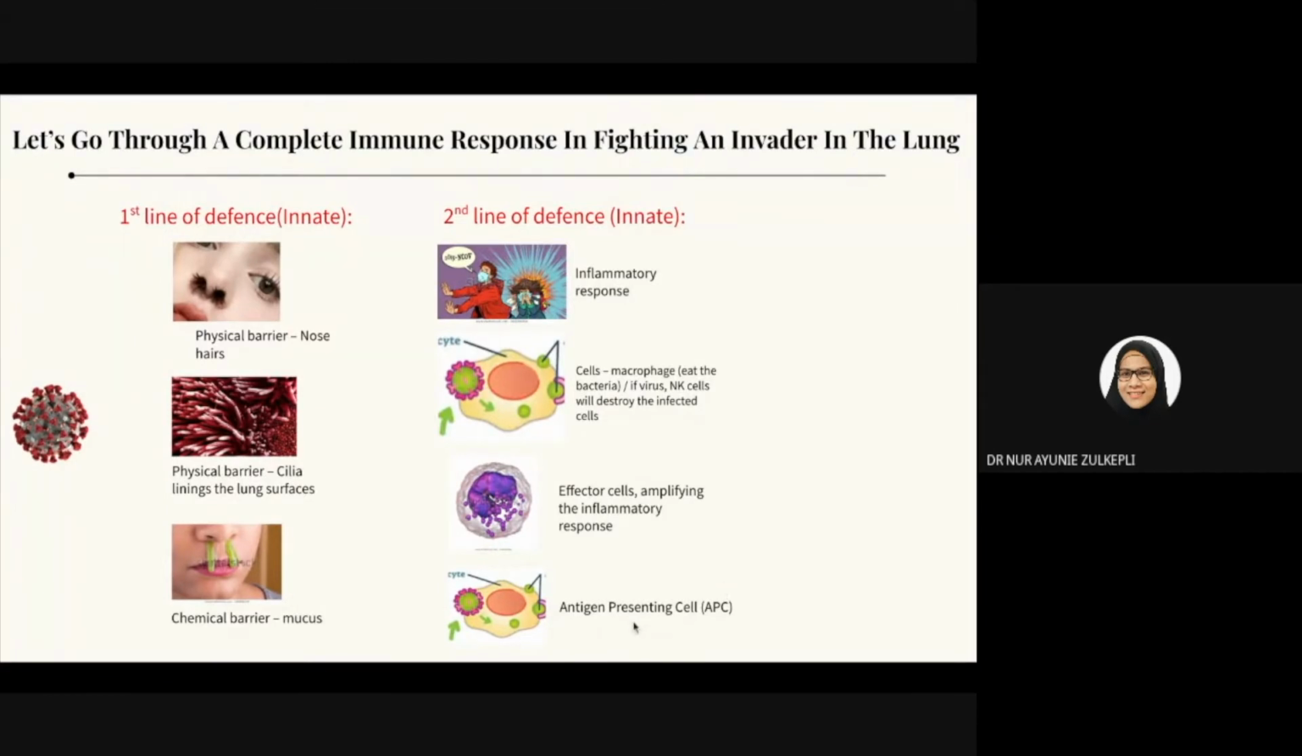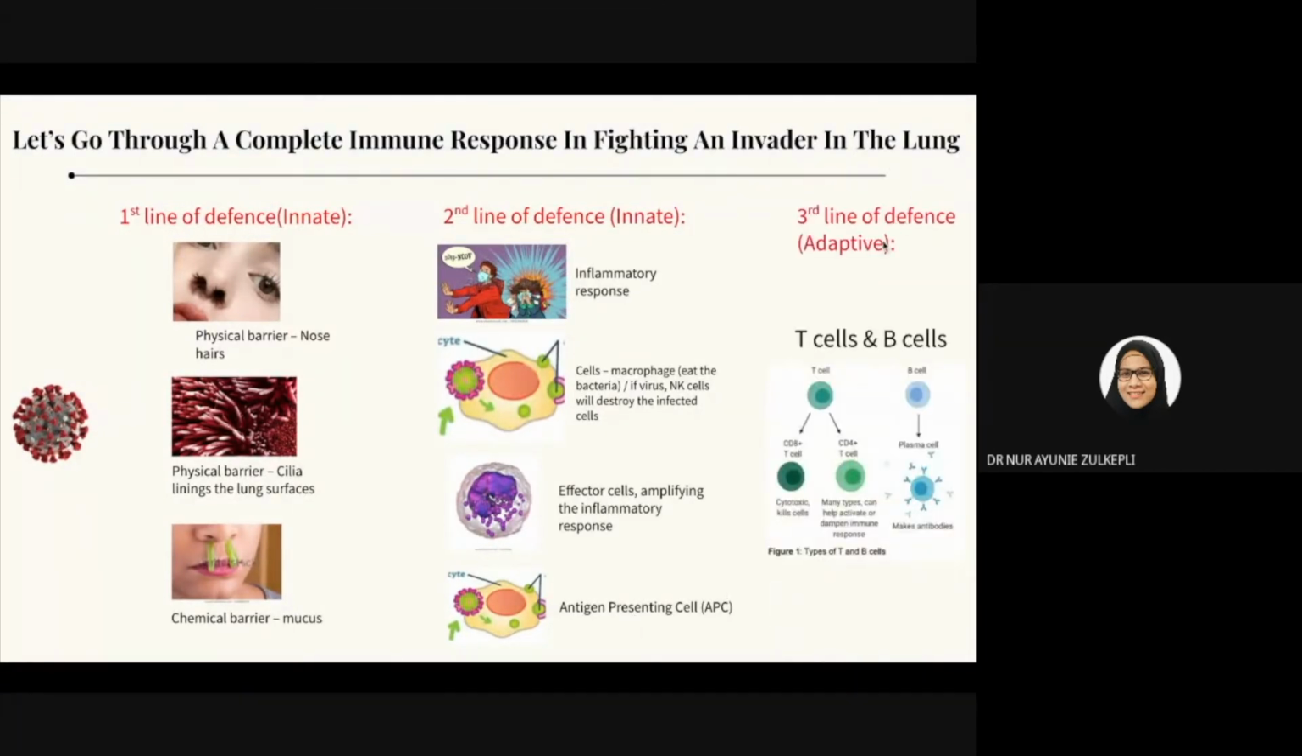Why is this cell important? Because it will enter the third line of defense. Once the APC recognizes the pathogen, it will bring the antigens recognized by the APC to the third line of defense, which involves the actions of T cells and B cells. All these things you will learn in detail in the next topics.